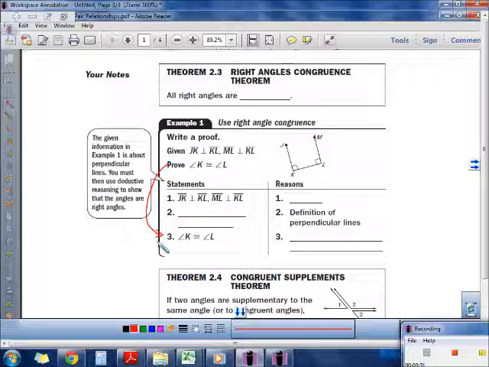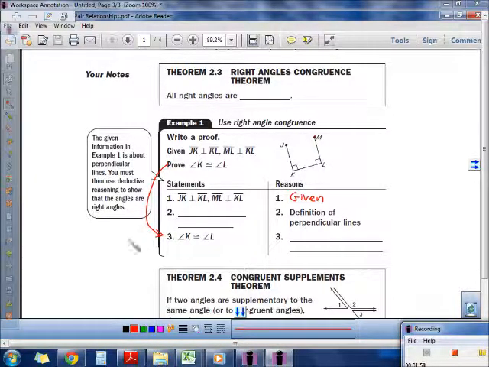Typically, what's your first statement? The given. And just double check. Does this stuff match the given exactly? Yes. So that's our given statement. The next thing we got to do is fill in statement number 2. It says we're going to use the definition of perpendicular lines. If you don't have that one written down on your list, you might want to write it down in the margin of your paper. That's another reason that we can use.